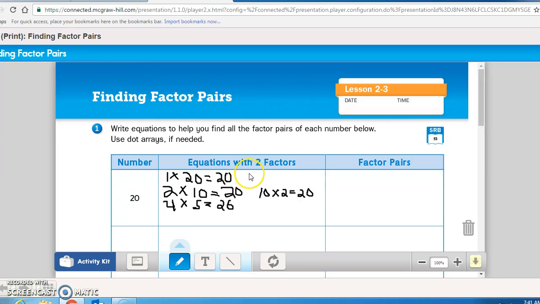Instead of 1 times 20 equals 20, you could do 20 times 1 equals 20. And instead of 4 times 5, you do its reverse, which is just 5 times 4 equals 20. So what are all the factor pairs? Well, we have 1 and 20, 2 and 10, 4 and 5.